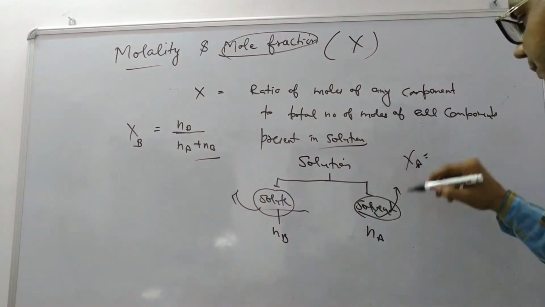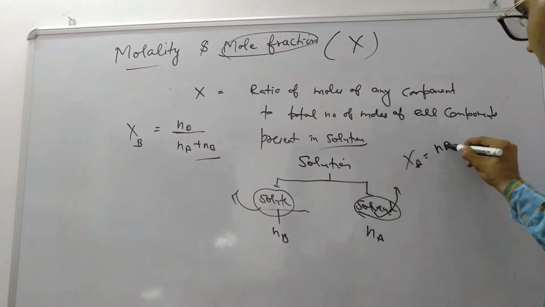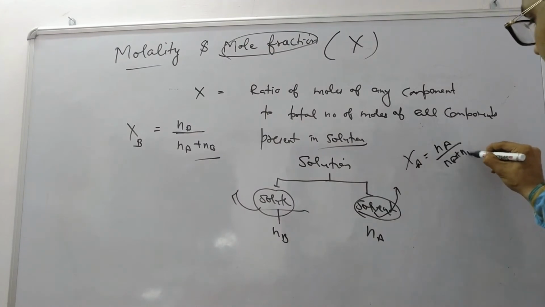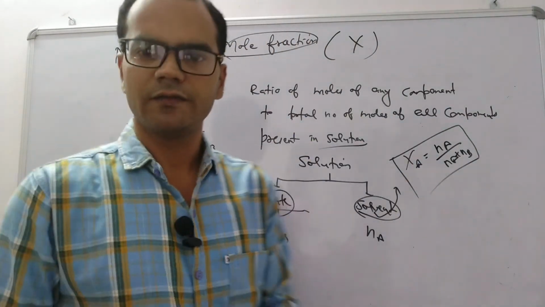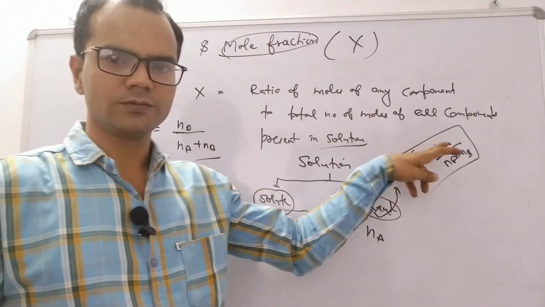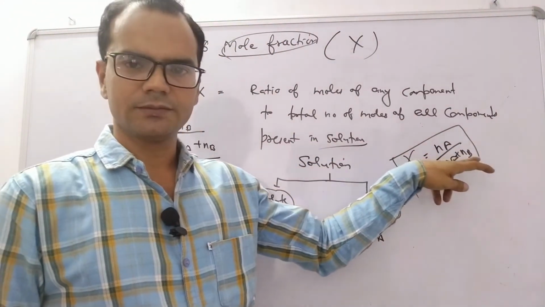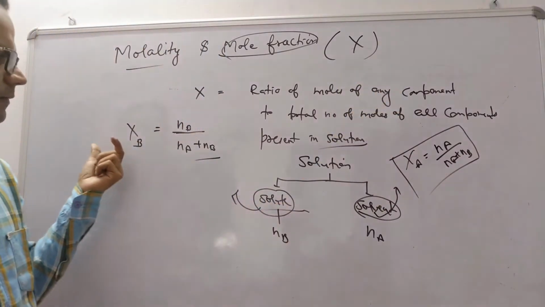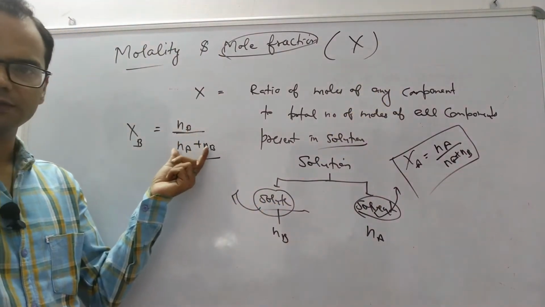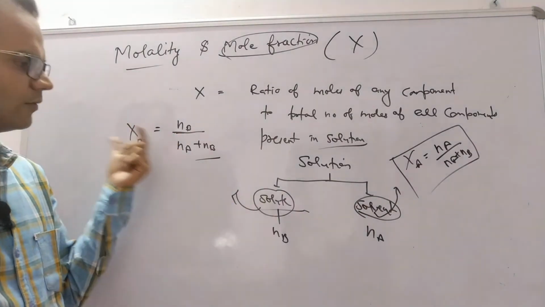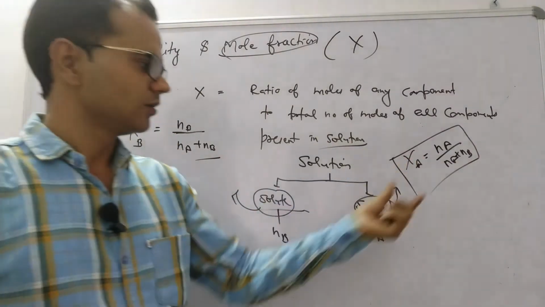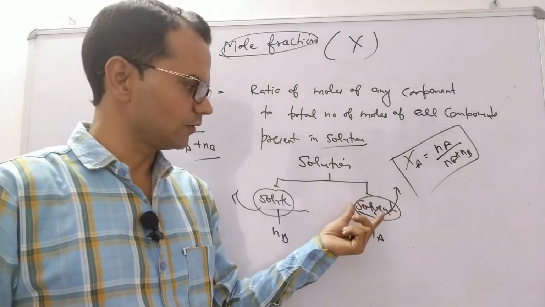Similarly we can find it for a solvent also. XA equal to NA by NA plus NB. So XA equal to NA by NA plus NB and XB equal to NB by NA plus NB, representing the mole fraction of each component. XB is mole fraction of solute, XA is mole fraction of solvent.